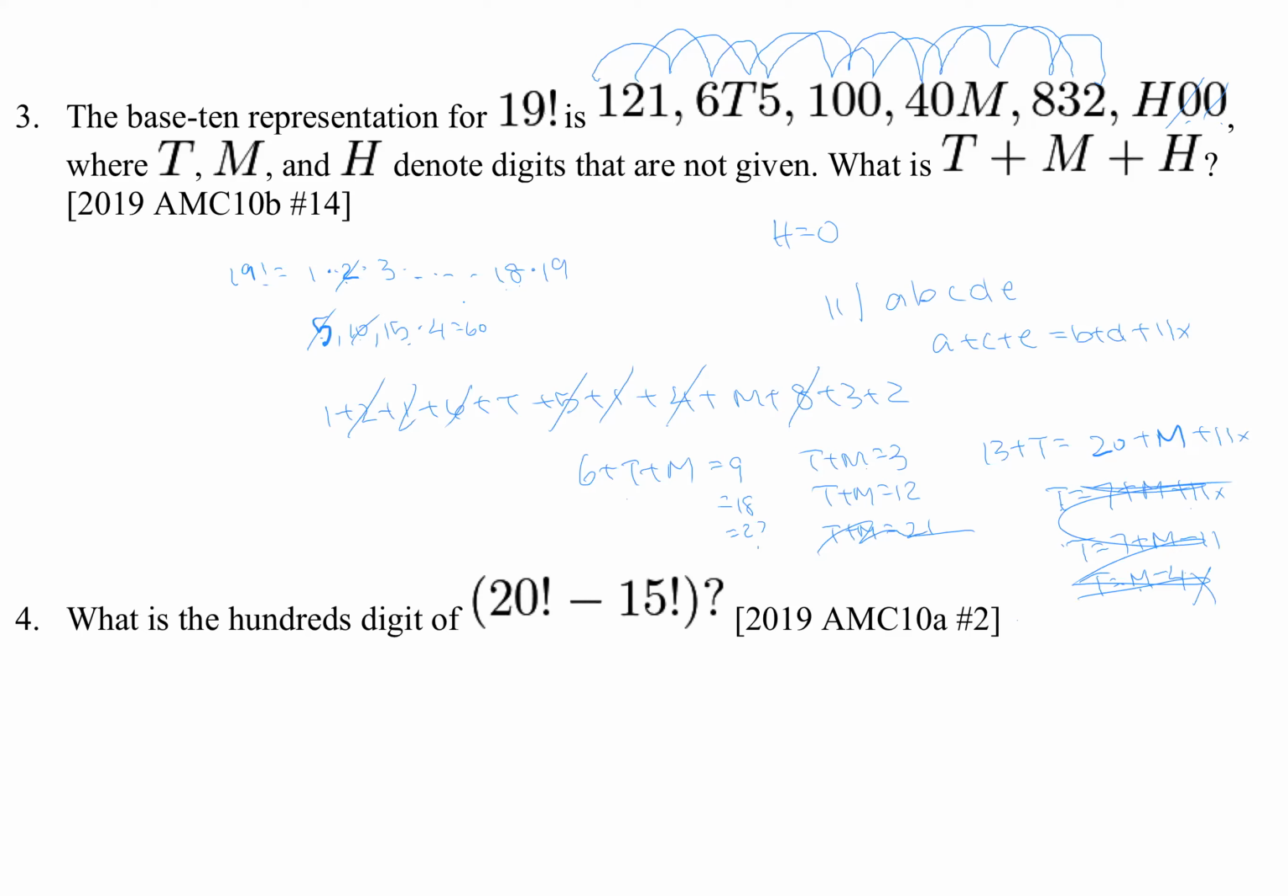So then if t plus m equals 12, we have that t equals 7 plus m plus 11x. Let's say that x equals 0, so we can ignore this part. Then t equals 12 minus m, so 12 minus m equals 7 plus m. So 5 equals 2m, so this also doesn't work. Then we can have x equals 1, so plus 11.